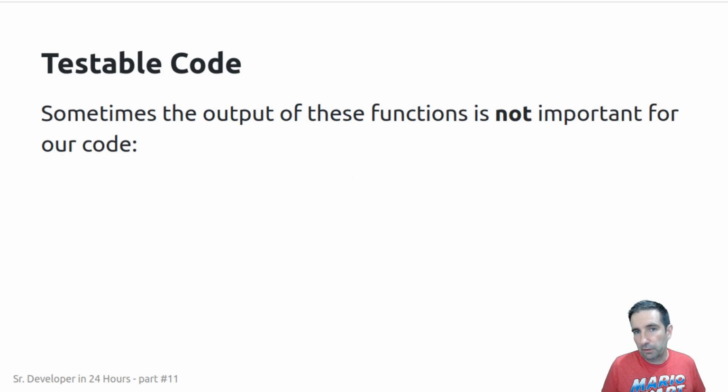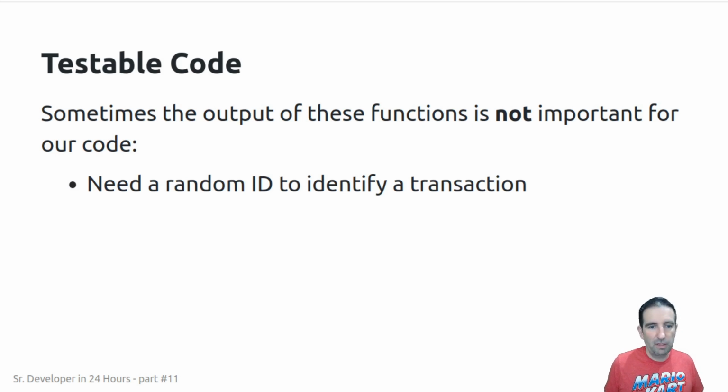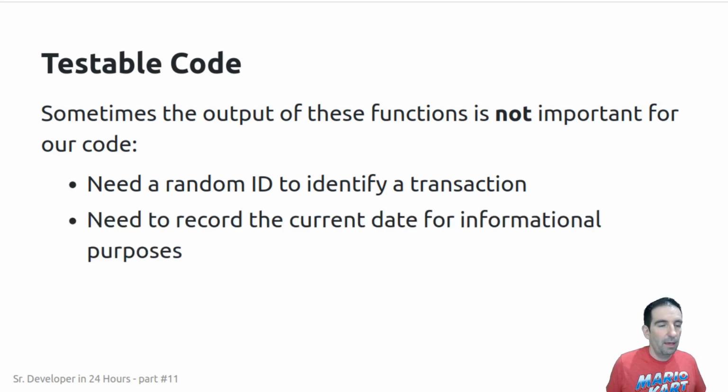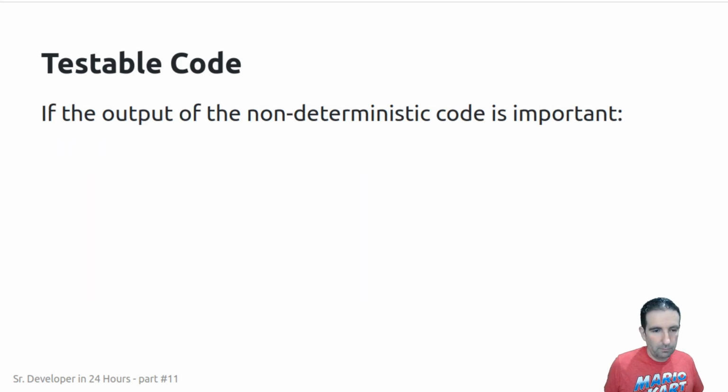Of course, there are other cases where the output of these functions is not really important to our code. For example, if we just need a random ID to identify a transaction, probably any value is going to be fine. We don't have to worry too much about that. If we're just getting the current date and time for informational purposes, probably we don't care too much about that. So, if the output of these functions is really important for us, what do we do?